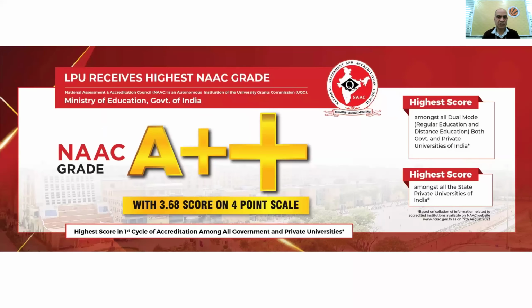Starting off, quite recently we were awarded the NAAC A++ ranking with a score of 3.68 on a 4-point scale. And this is the highest score in the first cycle of accreditation amongst all government and private universities.